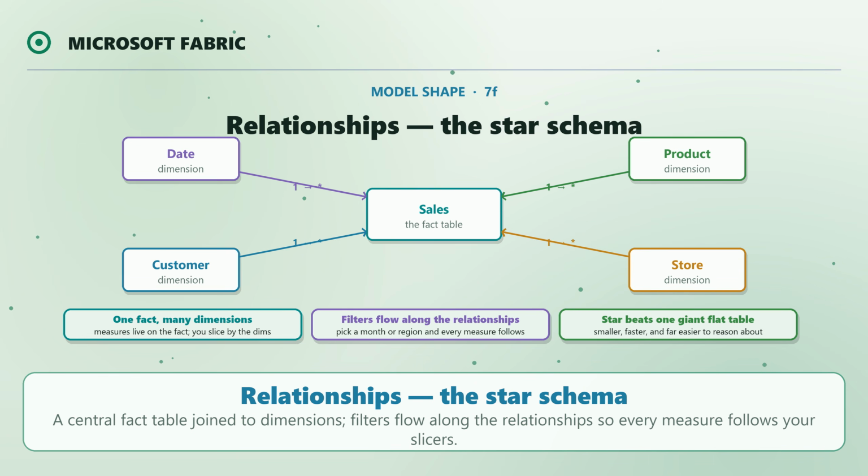Why build it this way? Two big reasons. First, filters flow along those relationships. When you click a month on a slicer, the filter travels from the date dimension down into the fact table, and every measure recalculates for that month automatically. Second, a star schema is just better than one giant flat table. It's smaller, it compresses better, queries are faster, and it's far easier to reason about. Measures live on the fact. You slice by the dimensions. Get the shape right, and everything else in Power BI gets easier.